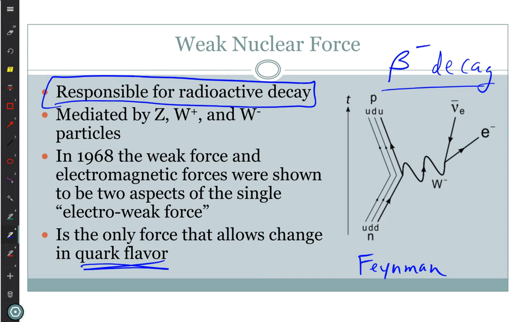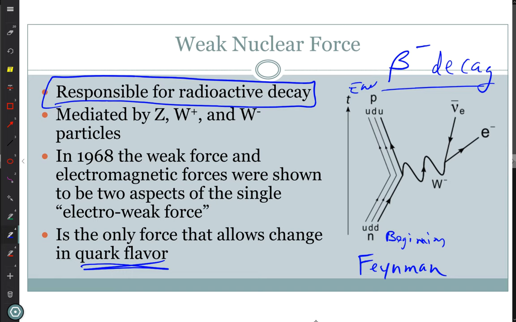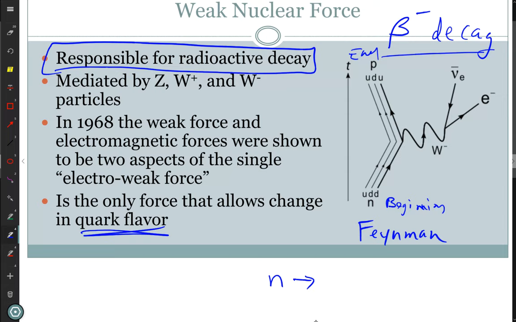This Feynman diagram has time on one axis and position on the other. Here, time is the vertical axis, so this is the beginning and this is the end. You start with a neutron, and then it produces a proton plus a W minus, but then the W minus decays into the electron and the electron antineutrino.